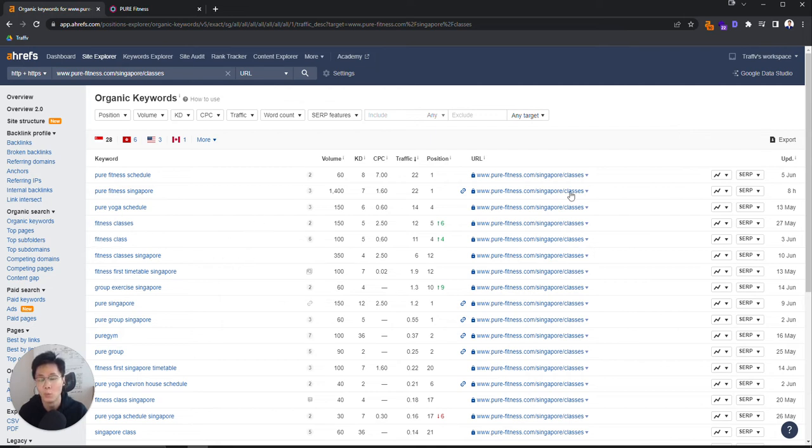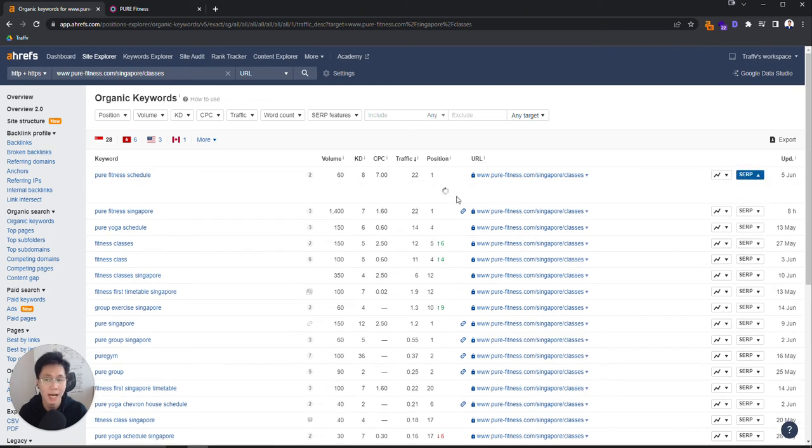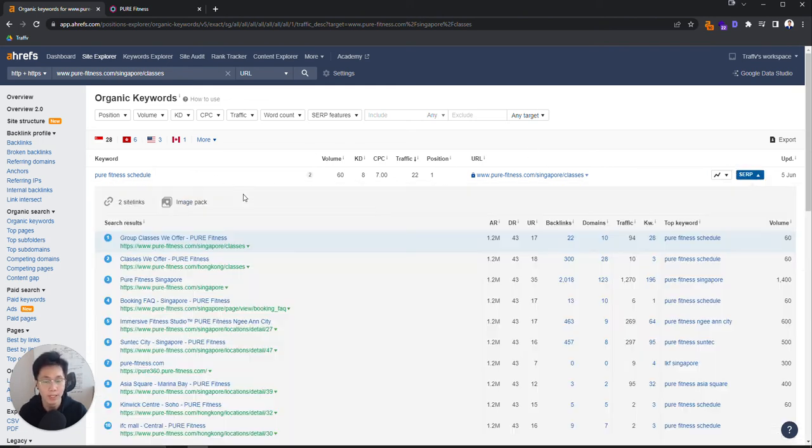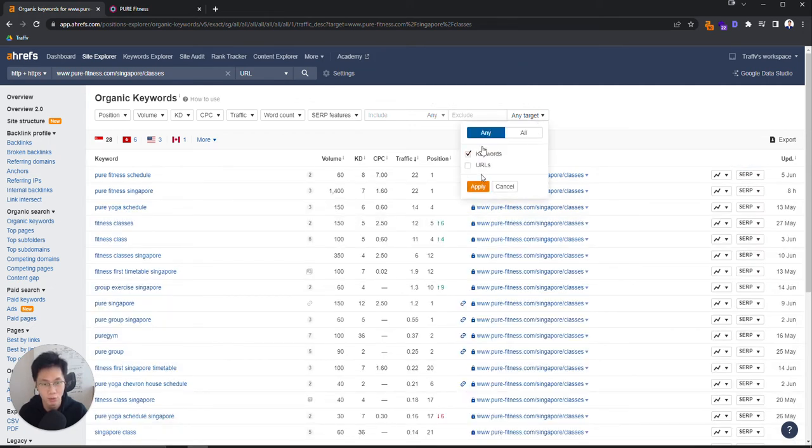So again, when I usually look at this, I don't specifically look at the branded search terms. The reason is that when people are looking for branded search terms, chances are they're going to find your website because they know what they are looking for. So if somebody types in pure fitness schedule and lands on your website, they will be navigating through your website to find your schedule, right? It doesn't matter whether they have to click a few more times to land there. So what I'm interested to find out is, again, non-branded searches.